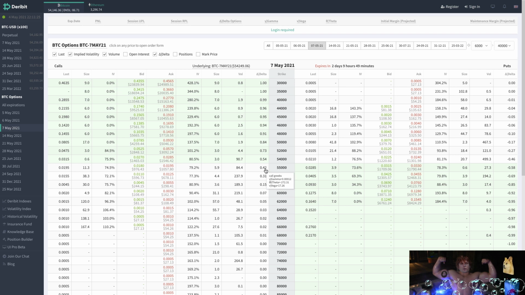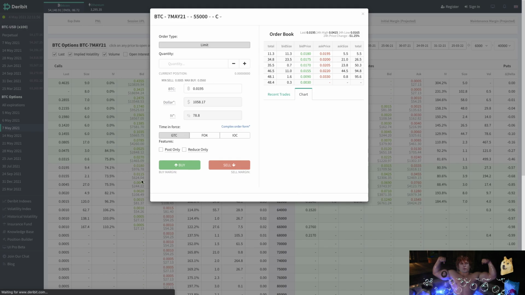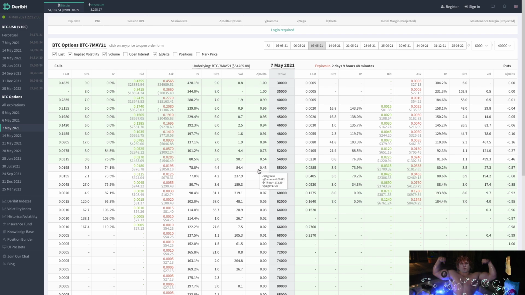So this 0.42 means that for every dollar that Bitcoin goes up, expect the option to be worth $0.43 more. For every dollar that the spot price of Bitcoin goes up, this option will go up about 43 cents. But the delta is not constant. As the price of Bitcoin goes up, the options become farther into the money. Does that make sense?